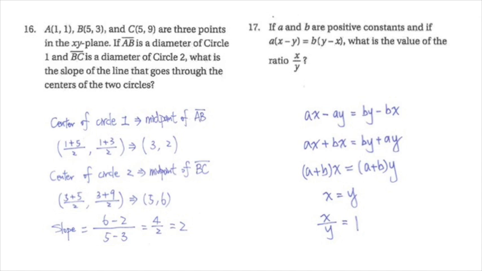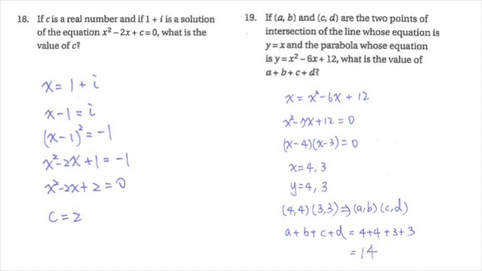Question 17. With a times x minus y equals b times y minus x, we're asked to find the ratio of x over y. Breaking up the brackets, we have ax minus ay equals by minus bx. Moving all the x's to one side and all the y's to the other side, we have ax plus bx equals by plus ay. Factoring, we have a plus b times x equals a plus b times y. Cancelling out a plus b on both sides, we have x equals y, so the ratio of x over y equals 1.